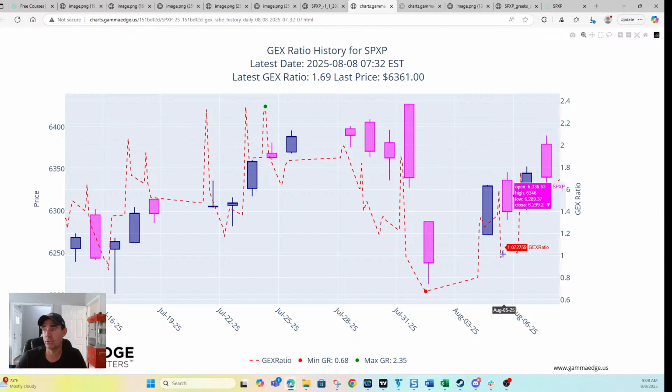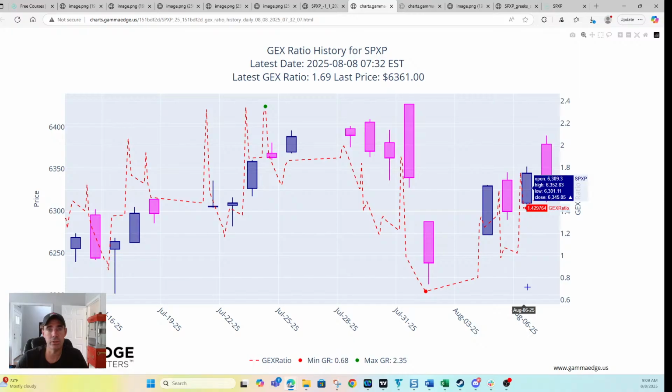Now, we did see a quick drop down on the 5th. Again, we were discussing that, but we're still staying right above that 1 level. So we were giving an edge to the bulls and the call speculators as we stay above 1, indicating call speculators were still barely in control. And then now you see we saw a pullback, not necessarily a drop, with the overall GEX ratio staying above 1. So again, call speculators maintaining control.